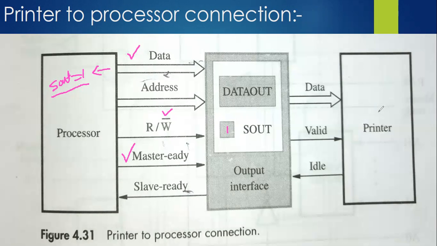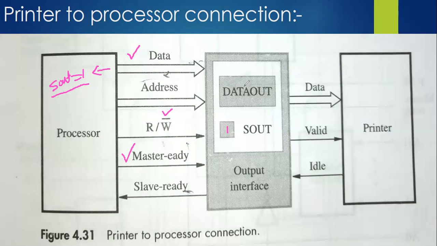So when SOut is set to 1, the processor performs a total of 4 different, very important tasks. First, the address of the device. Second, what kind of control, whether it is a read or write operation, that should be uploaded. Later, simultaneously, the master ready signal and data should be uploaded in the data line. Remember this.